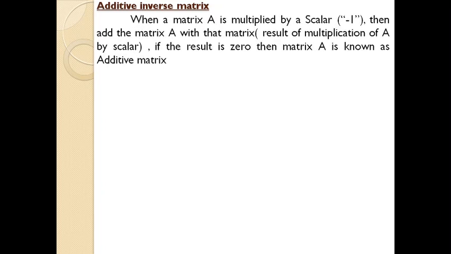When a matrix A, the name of a matrix, is multiplied by a scalar, a scalar means a common number that has to be multiplied with each element within that particular matrix. When a matrix A is multiplied by a scalar, that is minus 1, remember here the scalar value is given, that is minus 1, then add the matrix A with that matrix, that is, the result of multiplying the scalar with the matrix A. If the result is a 0, then the matrix A is known as an additive inverse matrix.